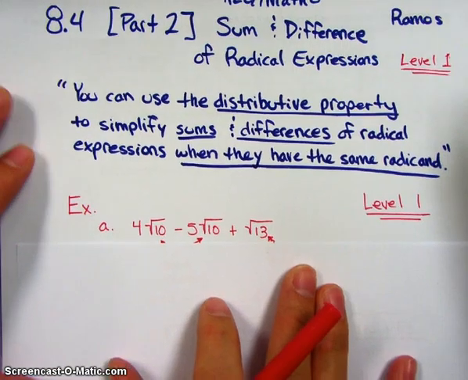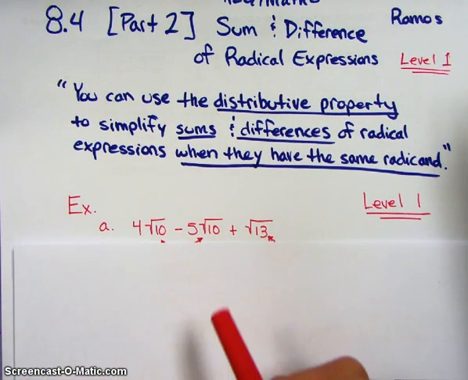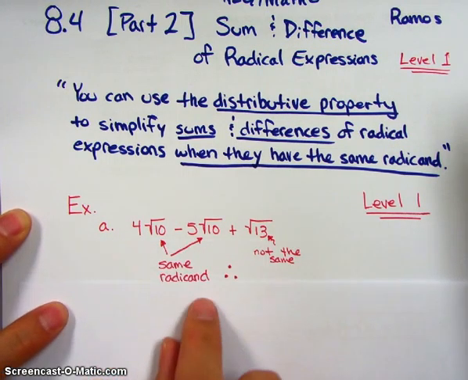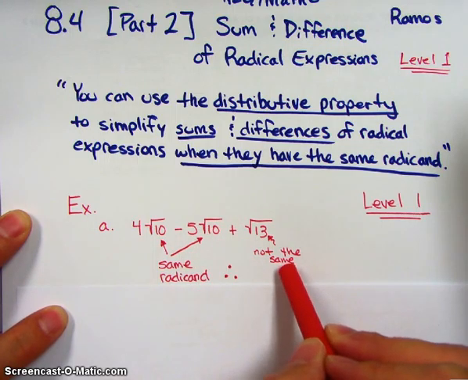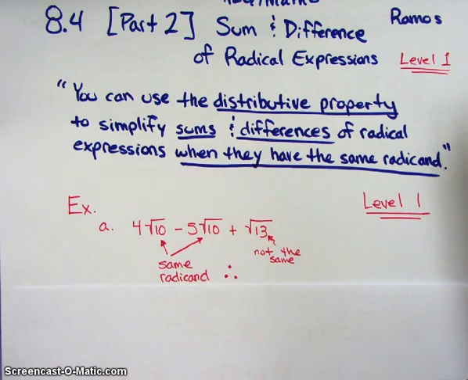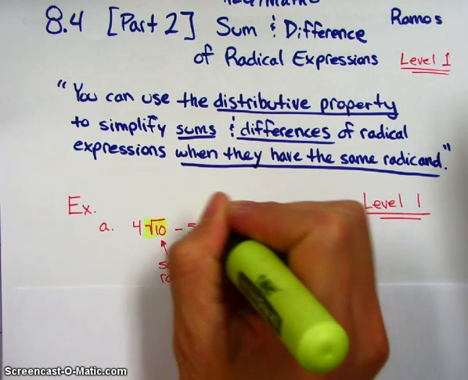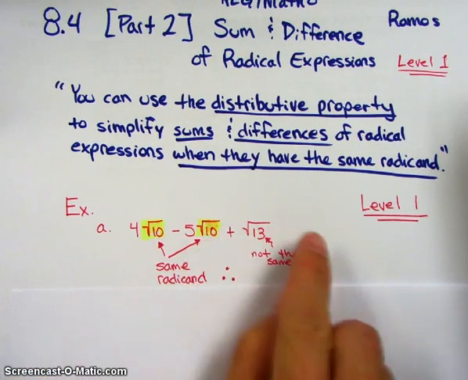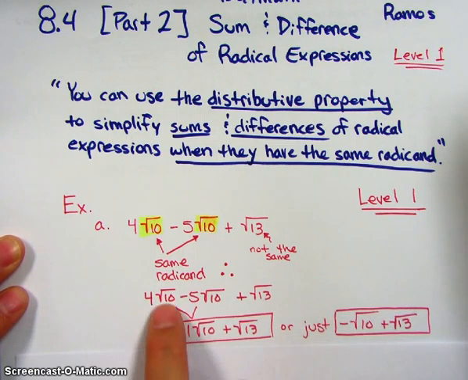If I have an example such as this, 4 rad 10 minus 5 rad 10 plus 1 rad 13, I can notice that two of these have the same radicand, radical 10 and radical 10, whereas this one, radical 13, is not the same. Because these two are the same, it's almost like they have the same terms. If you're combining like terms, those would be the same, and this one does not. So therefore, I can combine these two.